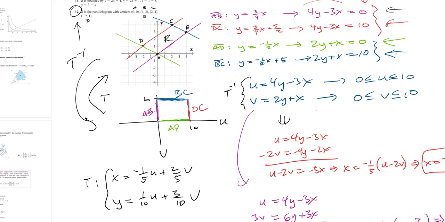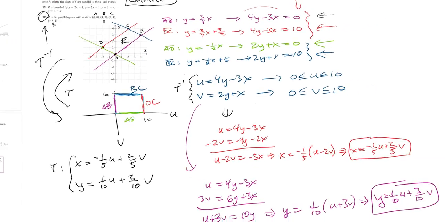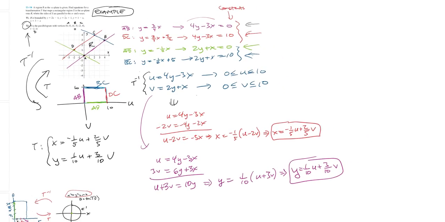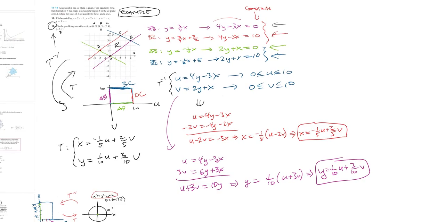The reason we do this is because of what's called the Jacobian. And the Jacobian is going to come into play in just a minute.